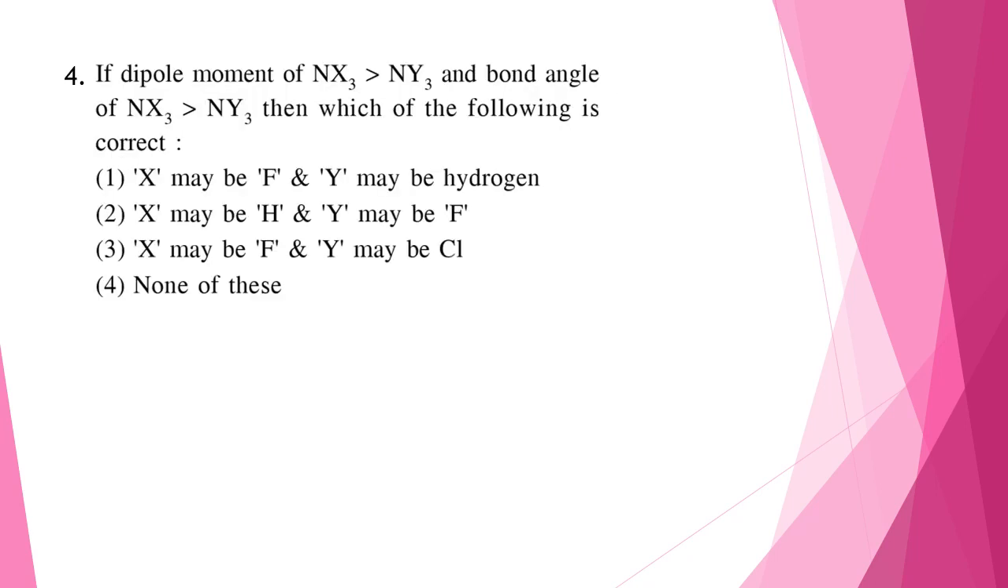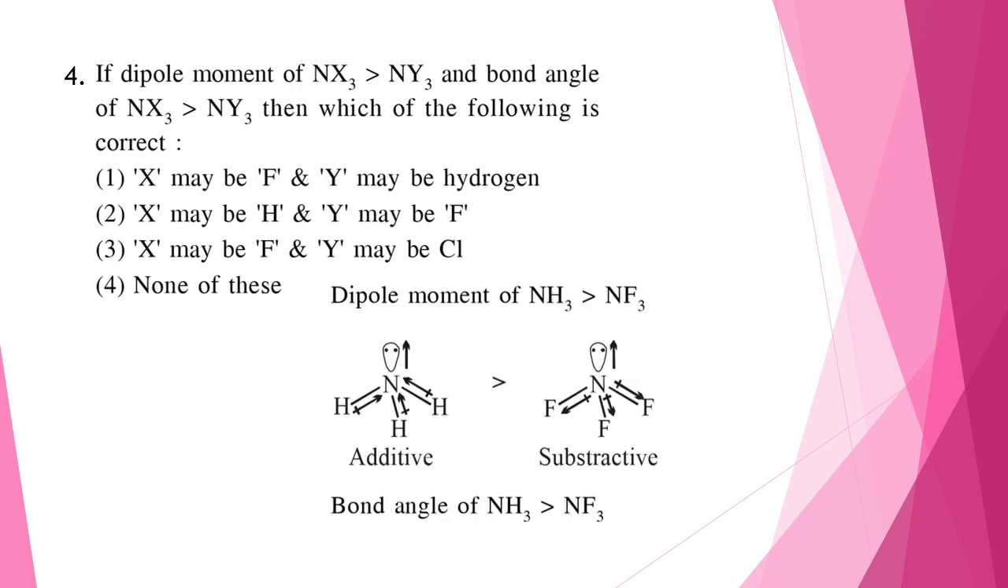Question 4. If dipole moment of NX3 is greater than NY3 and bond angle of NX3 is greater than NY3, then which of the following is correct? So you should know how to calculate the dipole moments. So if it is NH3, all the dipole moments will add up, and if it is NF3, the dipole moment for the lone pair will be subtracted from the dipole moment due to the NF bonds. So dipole moment of NH3 will be greater than dipole moment of NF3.